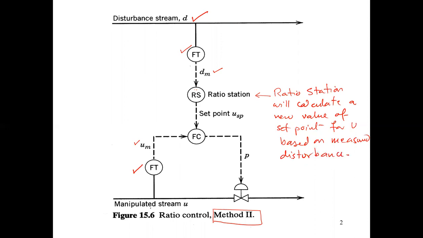ठीक है, previously जो method number 1 है, अगर हम उसको यहाँ पे draw करें, method 1 में क्या था? Method 1 में हमारे पास इसी तरीके से एक flow transmitter है, and this is providing DM here. We have a flow transmitter from here which is providing a UM. ठीक है, ये दोनों जाएंगे and they will go to our divider.